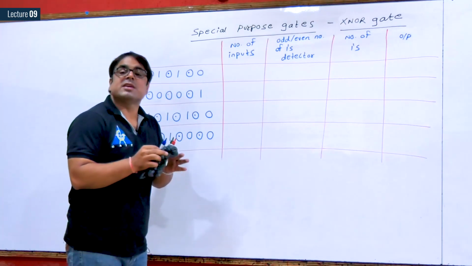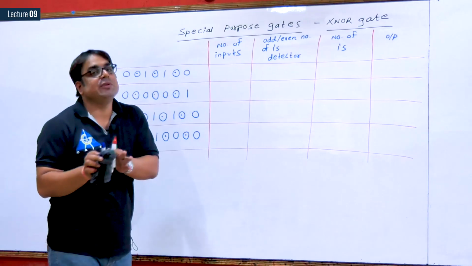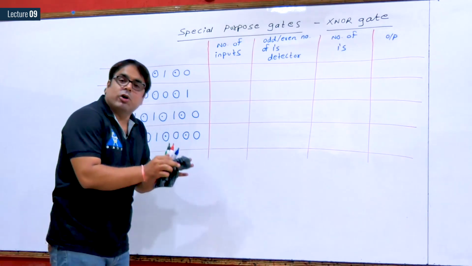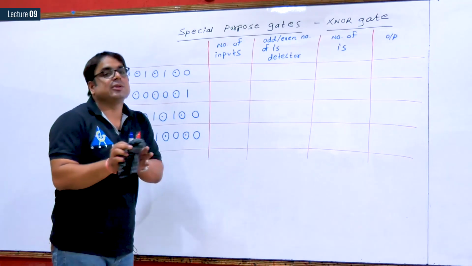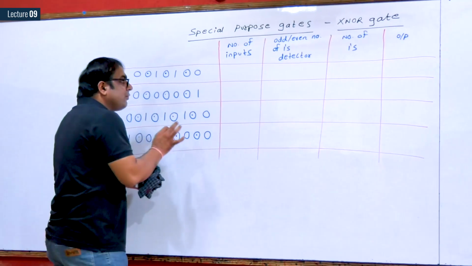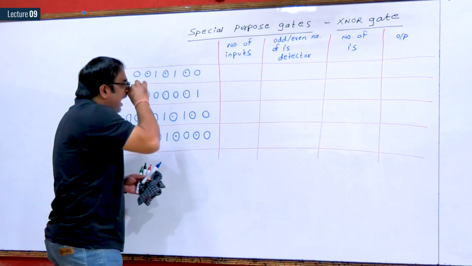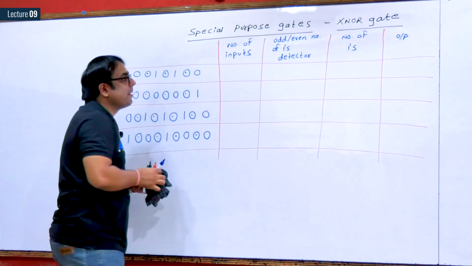Now, let us see how to use the conclusions we have discussed. We have discussed XNOR gate is an even number of ones detector for even number of inputs and an odd number of ones detector for odd number of inputs. See, what steps you have to take. I have written 4 questions.